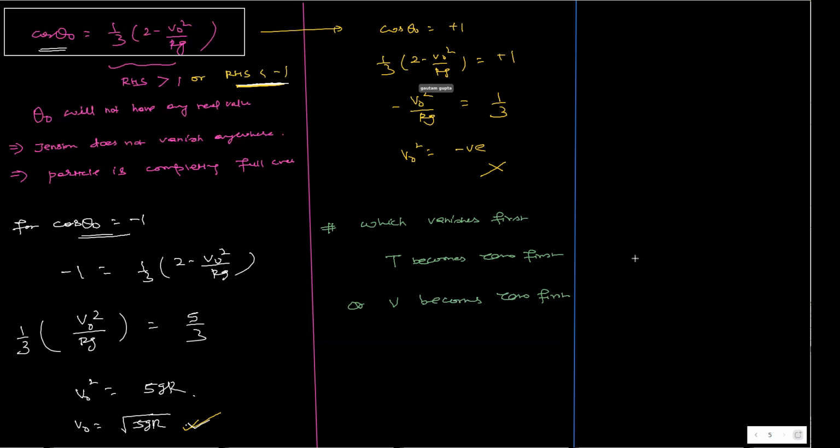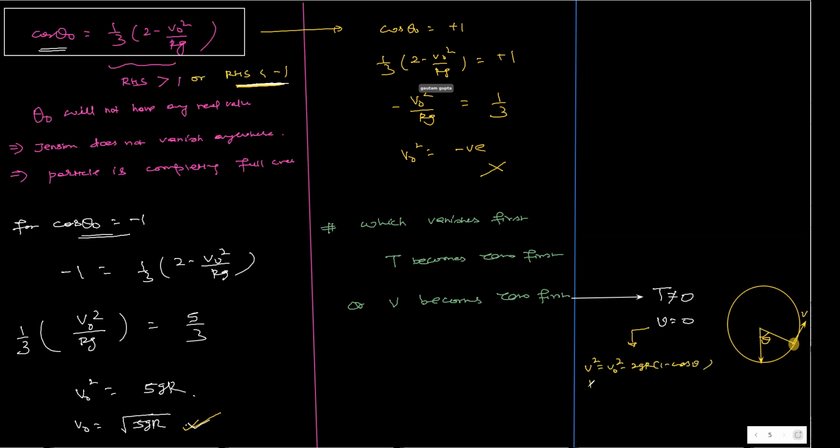Suppose V becomes 0 first, which means T is non-zero, but V became 0. What will happen in this case? Let's say the particle started from here, and when it moves, tension is not 0, but velocity became 0. That means somewhere the particle stopped. It may happen. You can find that angle theta where velocity will be 0 by that equation. How will you find this theta naught? Because you know V square is equal to V naught square minus 2 GR into 1 minus cos theta.